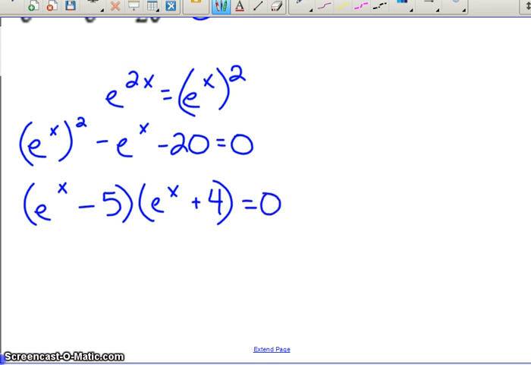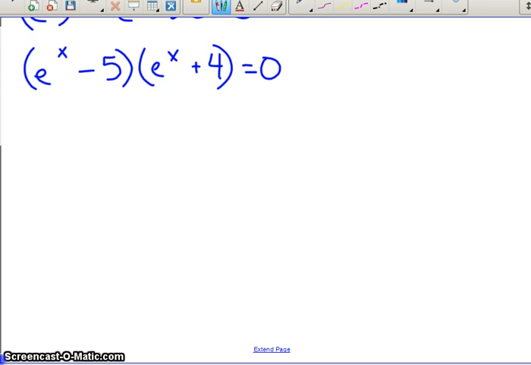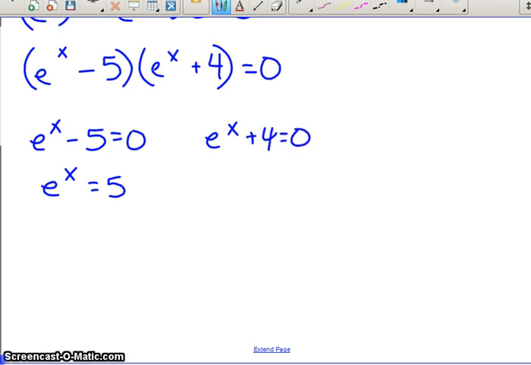So now we have two pieces. We're going to set each piece to 0 and solve for x. e to the x minus 5 equals 0, which means that e to the x equals 5. e to the x plus 4 equals 0, which means that e to the x equals negative 4. All right, but we don't care what e to the x equals. We want to know what x equals. So we're going to take the natural log of both sides. ln of e to the x equals ln of 5, so that x equals ln of 5.